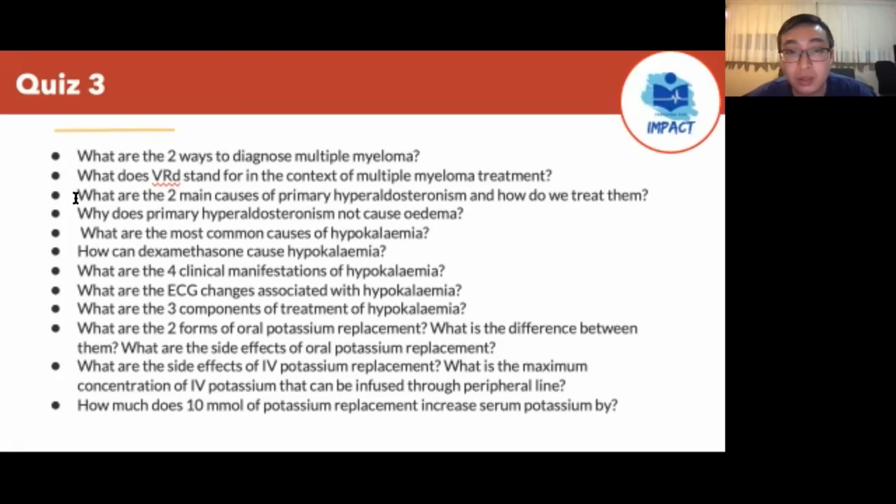What we didn't mention was, why does primary hyperaldosteronism not cause edema? You guys can probably read up about this, but it's a similar mechanism to why SIADH causes euvolemic hyponatremia rather than hypervolemic hyponatremia. Basically, it's a phenomenon called the aldosterone escape. You can Google aldosterone escape.